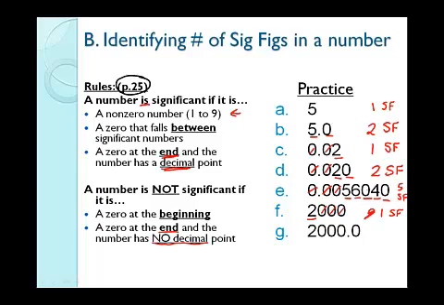And how about G? Well, we know that 2 is significant. A 0 that falls between significant numbers will count. Well, let's come back to these zeros in the middle. How about this 0 at the end? There is a decimal point in the number, so this 0 is significant. Now these ones in the middle are between significant numbers, so they also count. So this one must have 1, 2, 3, 4, 5 sig figs as well.